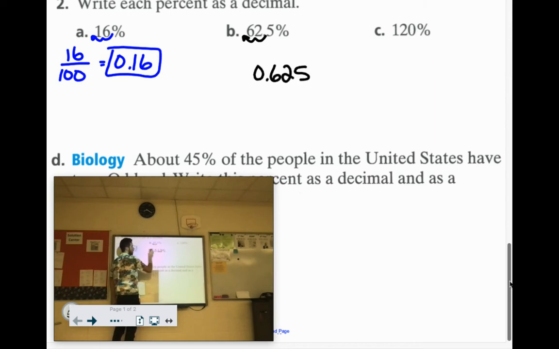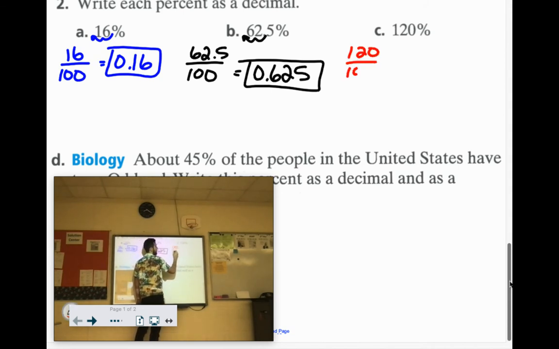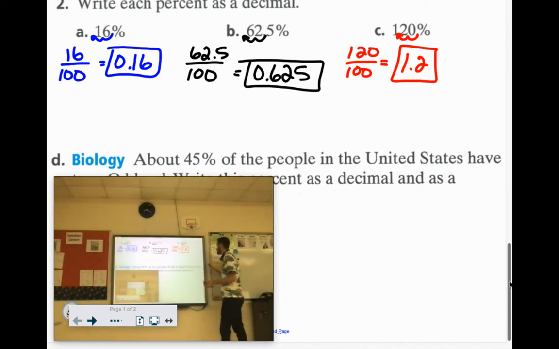So 62.5% becomes 0.625. Or you can say 62.5 divided by 100, and it'll give you that answer anyway. So here we would have 120 divided by 100, or move the decimal 2 places to the left, and it becomes 1.20, which is really just 1.2. So if we were going backwards, if they gave us the decimal and we needed to turn it into a percentage, you could just multiply it by 100. It's a pretty easy conversion with percents and decimals.